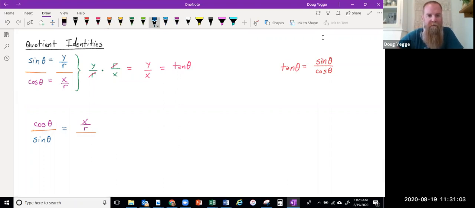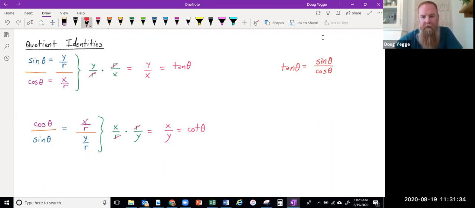And by using the same process of multiplying by the reciprocal, this ends up giving us x over r times r over y. And likewise, the r's cancel, which gives me x over y. But x over y is cotangent theta, so we have another identity. The other quotient identity is that cotangent of theta is equal to cosine of theta divided by sine theta.